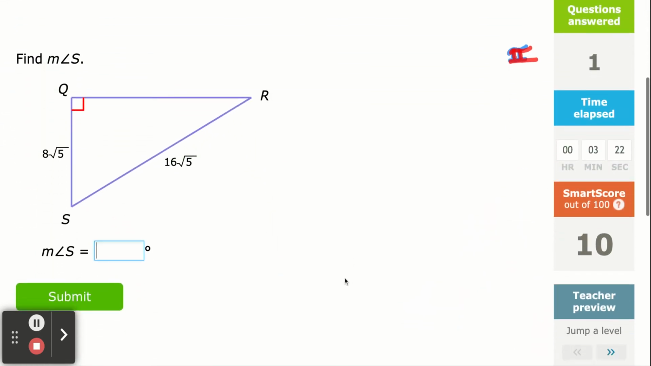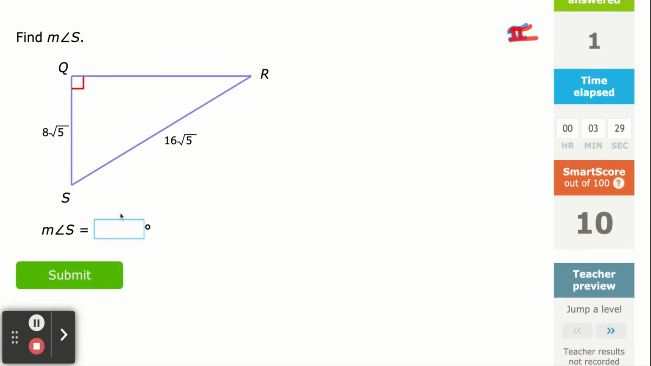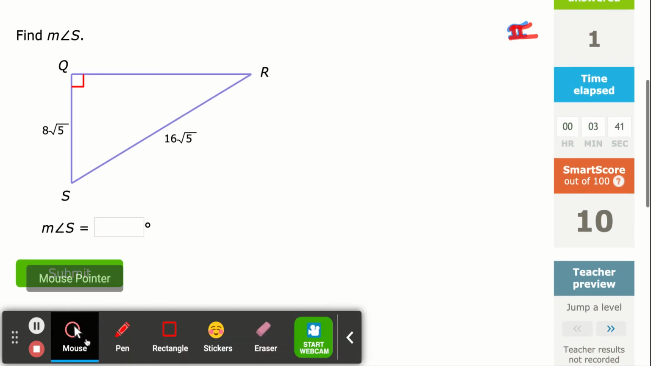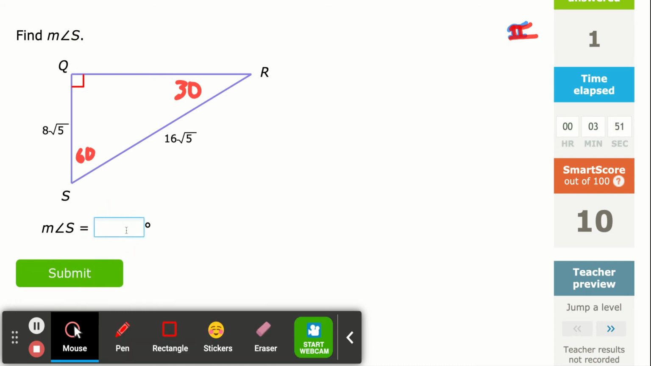Okay, here again, a look at the ratio. If you need to go back and write down those special right triangles, please do so. But think of the ratio here. I have this 8 square roots of 5. Here's 16 square roots of 5. It's just doubled. So again, if you double from the shortest side to the longest side, then it's just a 30-60 right triangle. This is going to be my 60-degree angle. This is going to be my 30-degree angle. And it's asking for the measure of angle S, so it's another 60-degree angle.